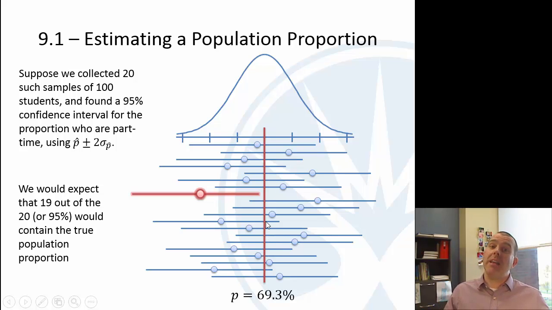Now, the downside is you're only going to do one sample, and you're not going to know what the true population proportion is, so you're not going to know if you caught that or not.